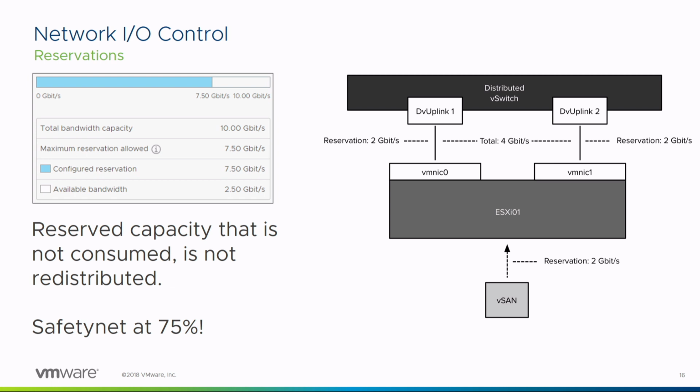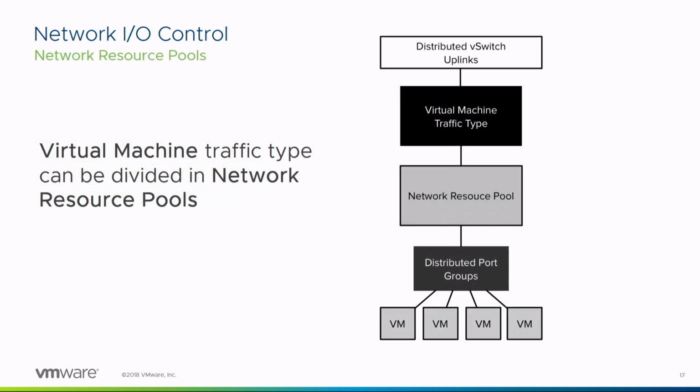Now, if we want to have a more fine-grained methodology of having reservations, we can do that as well. So, looking at network resource pools, those will allow you to actually have distributed port groups and VMs connected to it, and reserve specific bandwidth for those specific port groups and VMs, right?